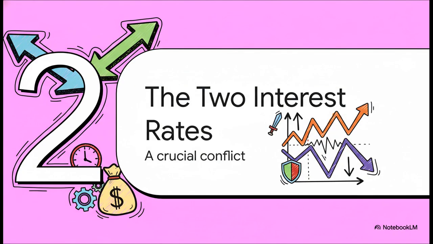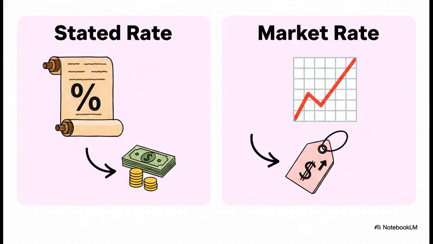You see, the entire world of bond accounting, everything about how they're priced, it all revolves around a fundamental conflict between two different interest rates. If you understand this one point, you'll understand everything else. Okay, so on one side, you have the stated rate. This is the rate that's literally printed on the bond certificate, that 8% we just talked about. It's set in stone and it determines the actual cash payment the company makes.